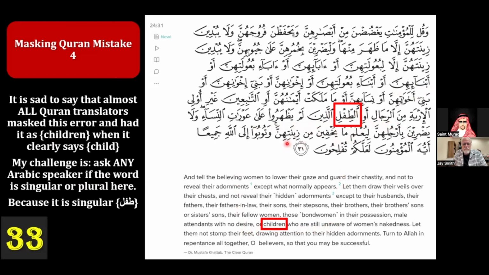Now I will ask you, what do you think of this one? Yeah, I mean, you can see that even in English, that would be a grammatical mistake. So obviously, if you're going to keep it child, that would be grammatically incorrect. It's got to align with the context of the sentence itself. So they've just put it children. They made it plural, not even understanding that you can't do that with the Arabic. It is singular there.